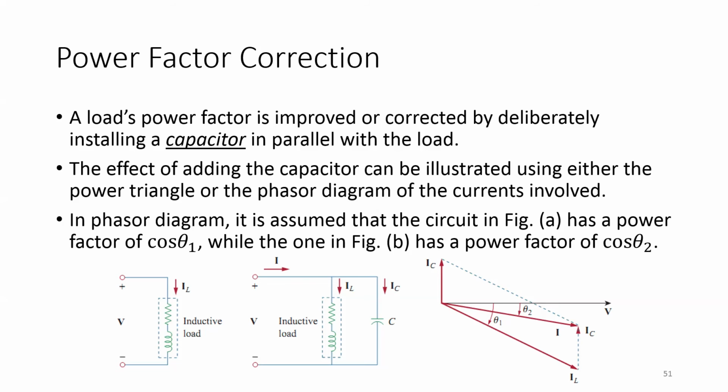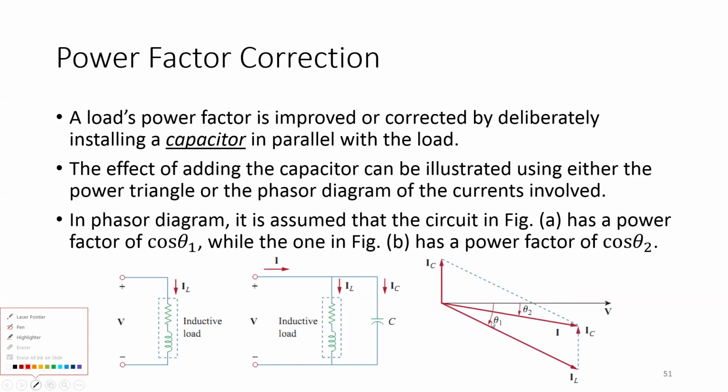Keeping this in view, the resultant current I is the sum of IL and IC. This is the vectorial sum of IL and IC. Initially we had this IL current. Now this phasor current IC should be added, and we can add two vectors by the head to tail rule. So we place this IC vector at the head of this IL vector, and the resultant vector would be I.